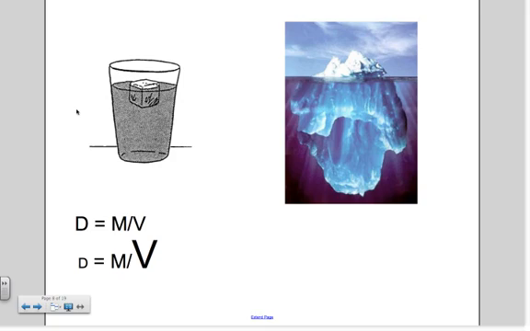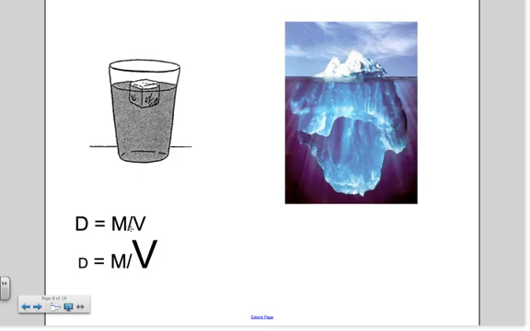Water, there's something special about water. Water has a specific property that when water freezes, when it turns into a solid, it expands. Not too many things do that. So notice that ice is floating on top of water. Number one, that tells me that ice has a density less than 1, like 0.95. Now, why is that? Well, it's all made of water.